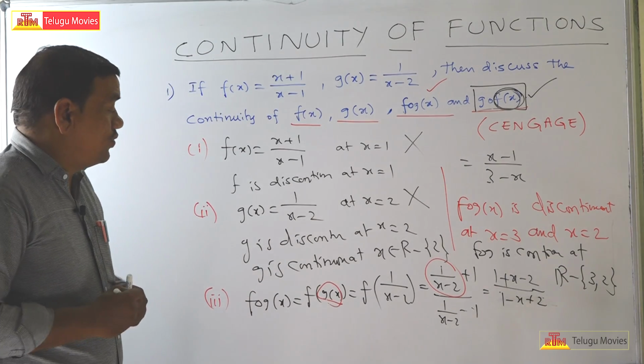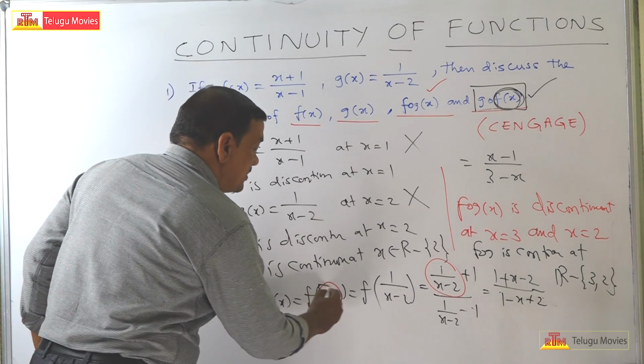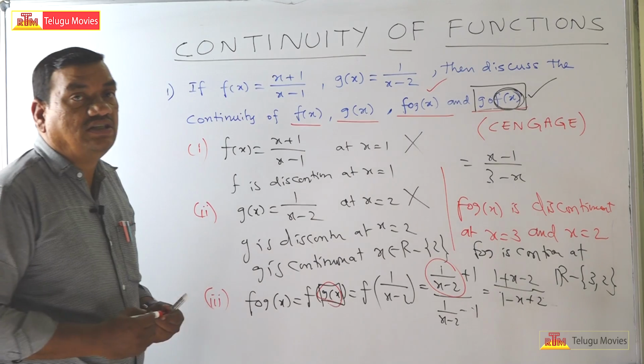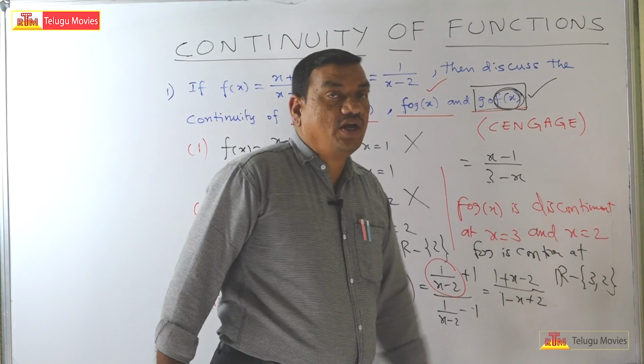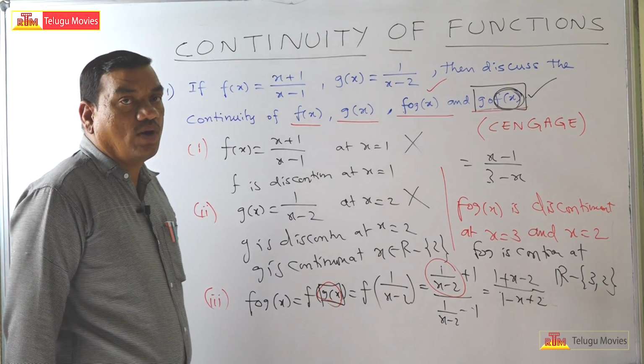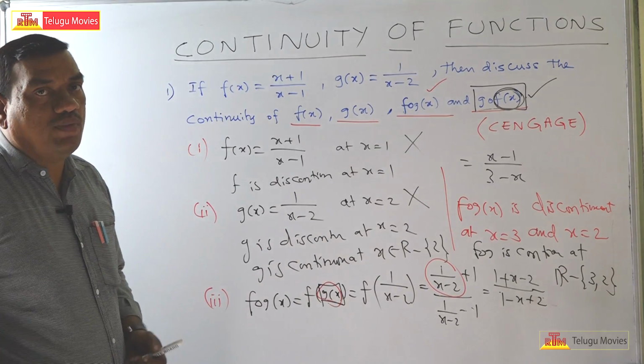So, from this what you have to write down? What point you have to take here? The discontinuity of g of x also you have to mention here. Both. I hope that you understand this problem. So, let us go for the next problem.